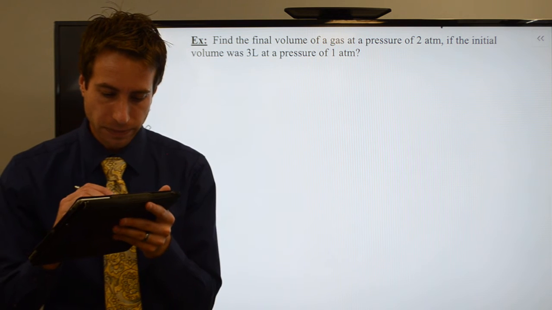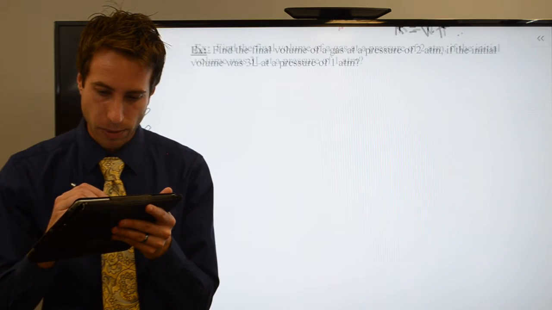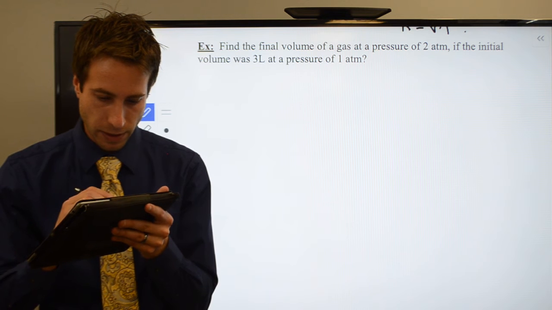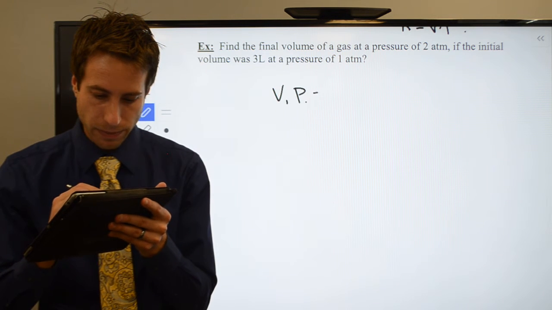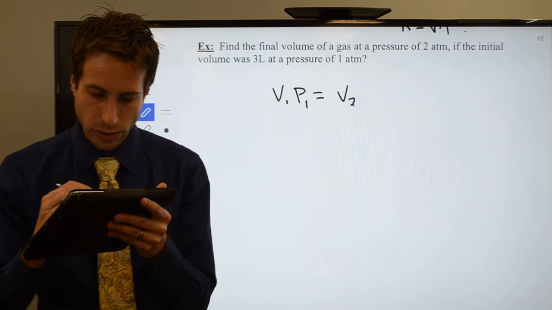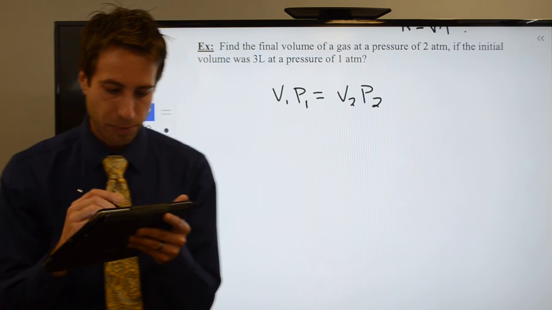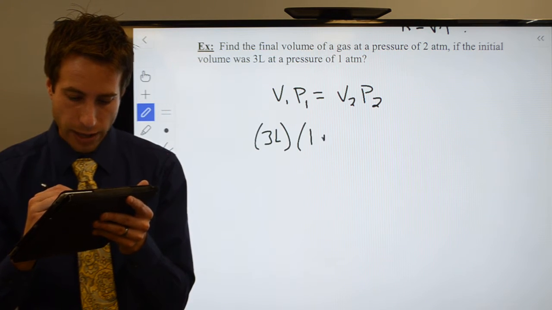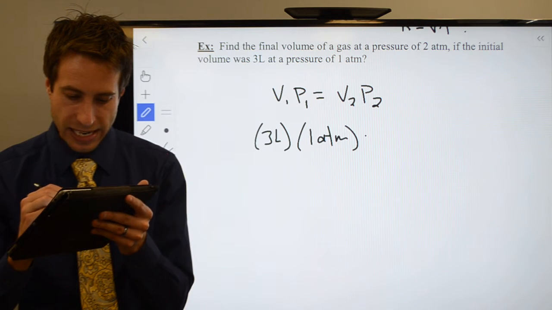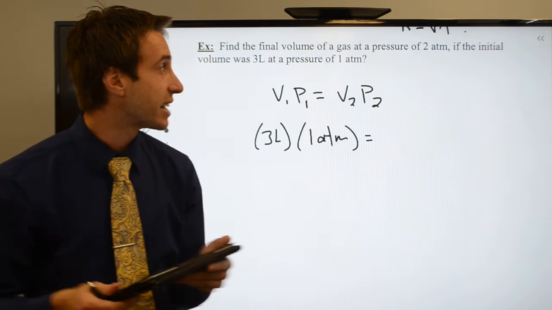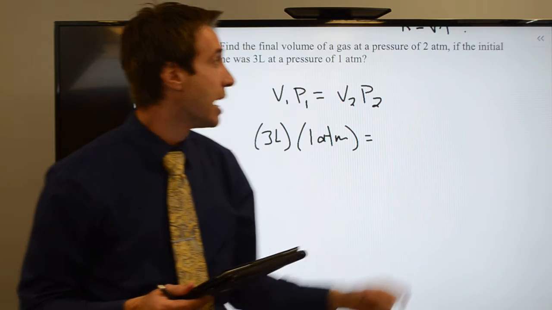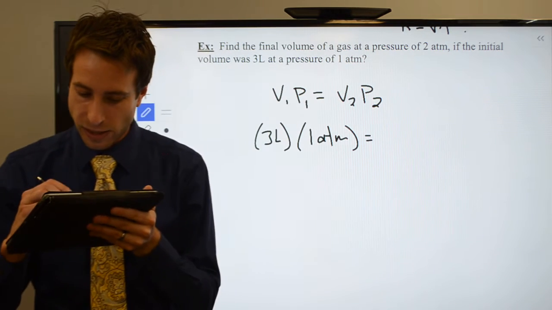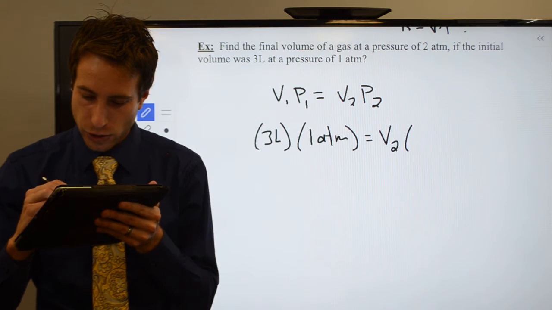So here we go. V1 P1 is equal to V2 times P2, and we plug and chug. My volume was 3 liters at 1 atm. That's my initial set of conditions. My final set of conditions, I increased the pressure to 2 atm. I want to know what is the volume. So V2, 2 atm.